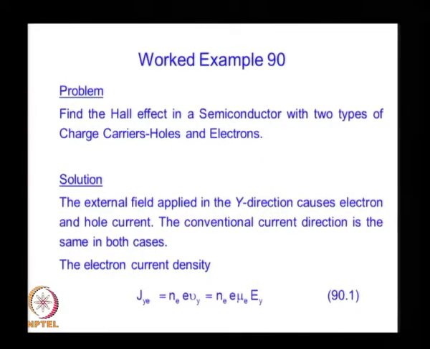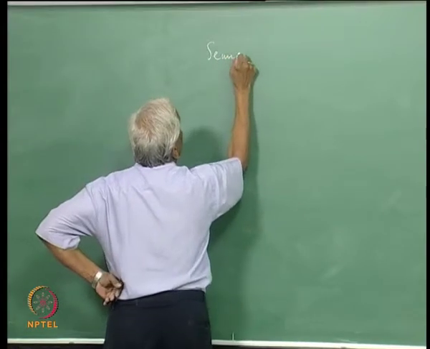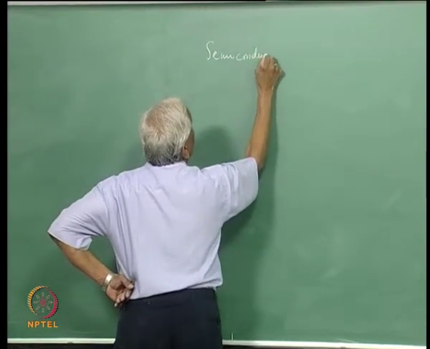The last question concerns the Hall effect in a semiconductor with 2 types of carriers, electrons and holes.